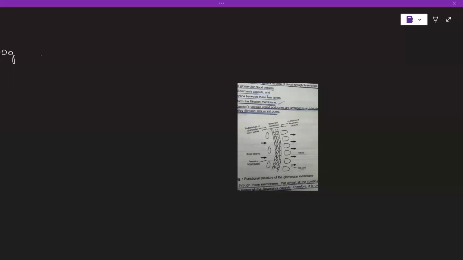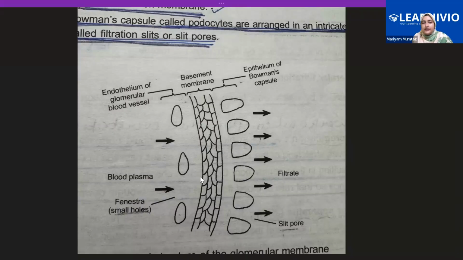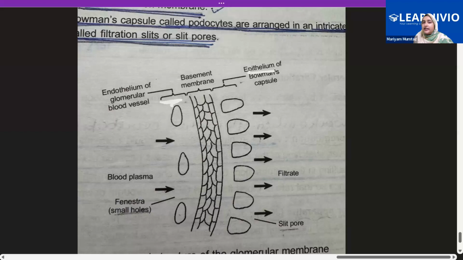Okay, students, can you see the screen? Yeah, ma'am. Now look, in this picture, this is how the three layers that I talked about actually look. So first, like I said, there will be the endothelium of the blood vessel, this part. Then there will be the epithelium of the Bowman's capsule, which is the second layer. And in between them, there will be this basement membrane, which is sort of a cementing membrane that joins them together.